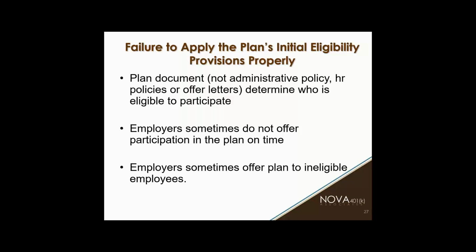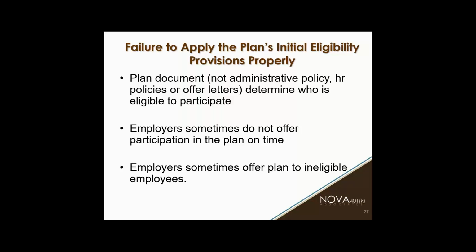Failure to essentially follow the initial waiting period in your plan. So this falls to this issue of letting your people in on time. And on time is whatever your document says. It doesn't matter what any HR policy says or any offer letter that you might have made an executive. If your plan document says we have a 3-month wait or a 1-year wait, you can't just let people in early because you want to, or because some other administrative manual says that you were going to do that. Those things are irrelevant.